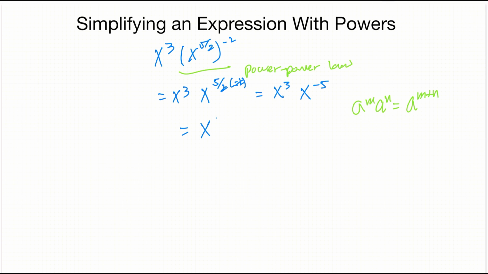So that's equal to x raised to the 3 minus 5, which is equal to x to the minus 2. Just adding, 3 minus 5 is minus 2, which is equivalent to 1 over x squared. Since that's a negative power, that just moves it down in the denominator. So there's the answer to that example.